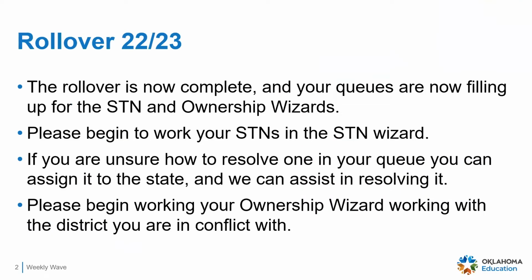First thing we want to talk about is the rollover for 22-23. It's been completed. Now your queues are filling up with the STN and ownership wizard requests. So please begin to work your STNs and the STN wizard. And if you're unsure on how to resolve one that's in your queue, you can assign it to the state and we can assist with resolving it.